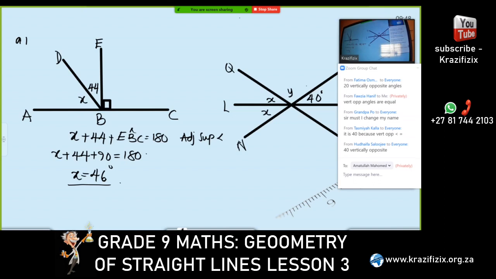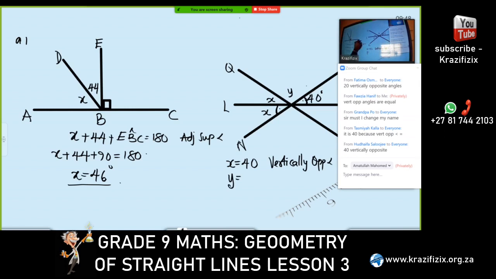All right. The correct answer here is that x is 40. Vertically opposite, not 20. I know why you're saying 20. You're thinking this whole thing from here to here is 40. No, it is just this that is 40. So this also must be 40. So x equals 40, and your reason is vertically opposite angles.